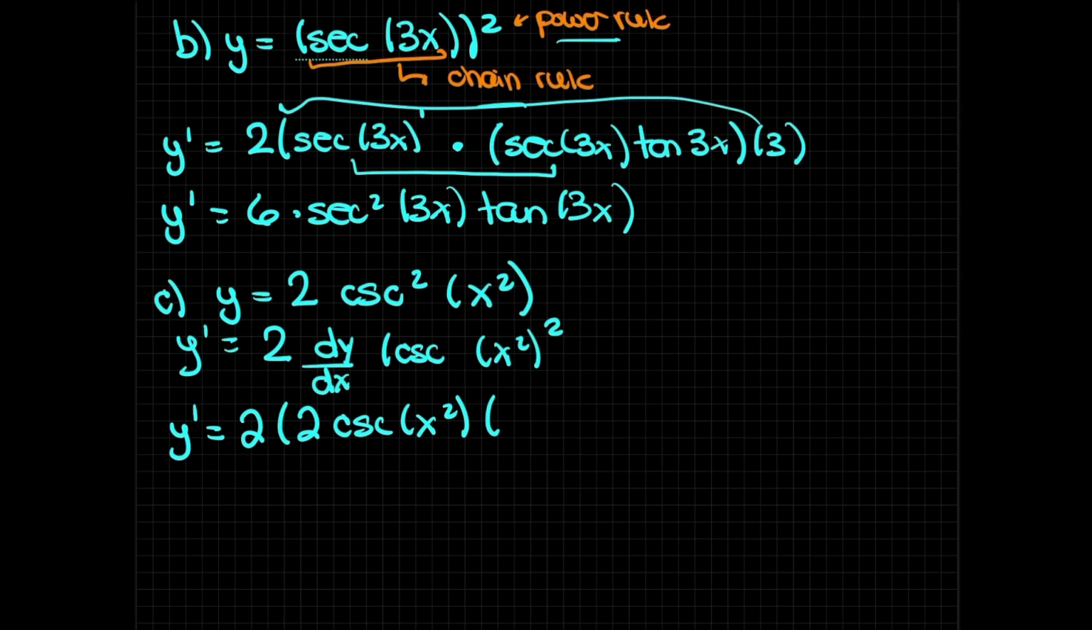So my derivative will be 2 times, we bring the power down, 2 times cosecant of x squared. The power drops to 1 times, now we've got our derivatives, so this is where we're going to use our chain rule, cosecant x squared. So we take the derivative of cosecant and multiply it by itself and then by the derivative of x squared. So my derivative of cosecant is negative cotan, the x squared didn't go anywhere, times the original cosecant x squared times the derivative of what's inside here, which is 2x.